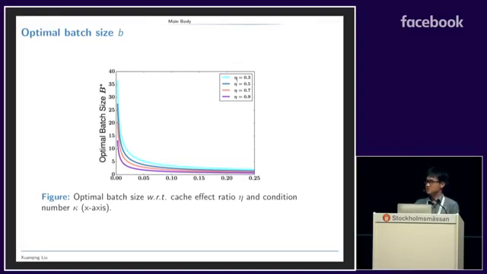With a strong effect from the cache ratio, we should choose a bigger batch size compared to the previous way. If the cache ratio is not so bad, with a perfect condition number, then we can choose 1 as our optimal batch size. But if the cache ratio is small, then we should choose a slightly larger batch size to get the best performance.